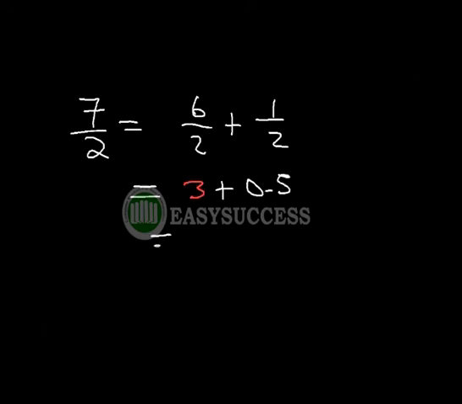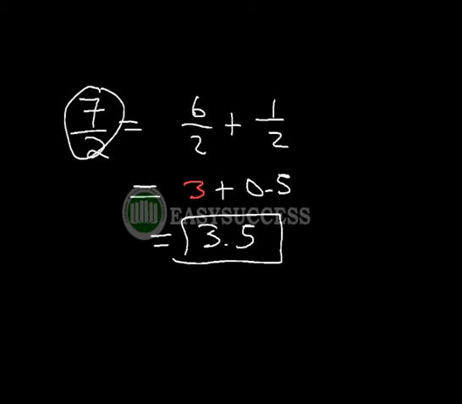So let's say you want to convert 7 over 2 into a decimal. 7 over 2 is the same as 6 over 2 plus 1 over 2. 6 divided by 2 is 3, and 1/2 is 0.5. So 7 over 2 is 3.5 as a decimal. What you want to do is break up the fraction into a whole number and a decimal, or a smaller fraction which you can convert to a decimal. It saves you a lot of time if you do it that way.